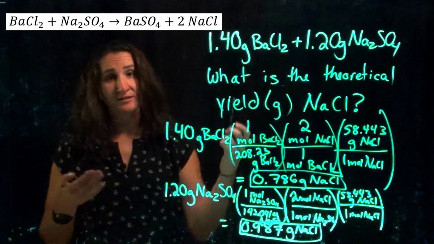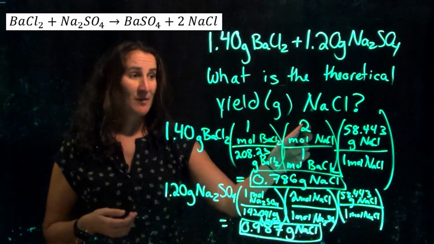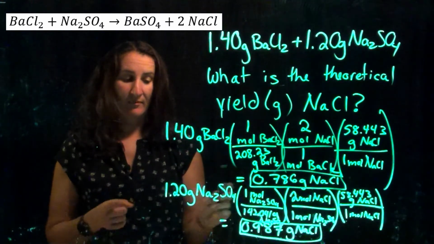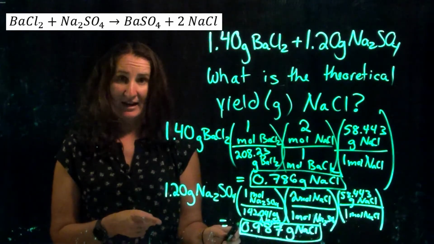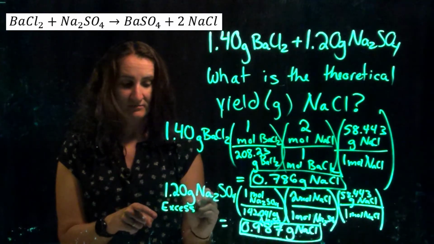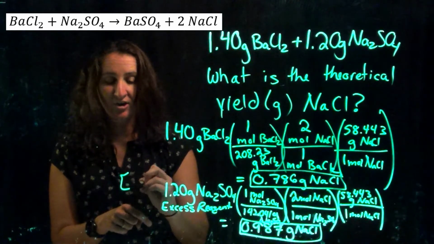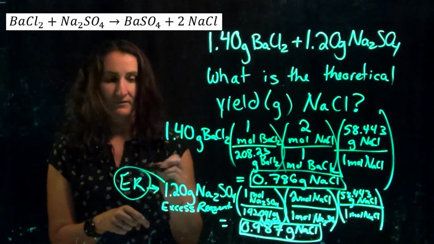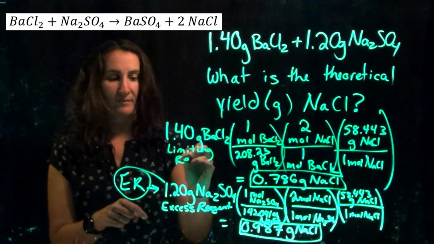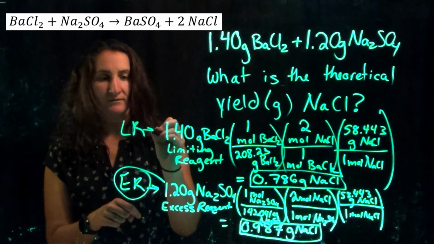We have converted each of our starting reagents into final finished product. So we've got both of these, and just remember, reagent, reactant, they're kind of the same thing. They just mean this is on the left side of the arrow, and my product is on the right. So 1.40 would have produced 0.786 grams, while 1.20 would have produced 0.987, which means this one is my excess reagent. Sometimes I will call that ER for short. And this one is my limiting reagent. Barium chloride is my limiting part of this reaction. So I'm going to call that LR.